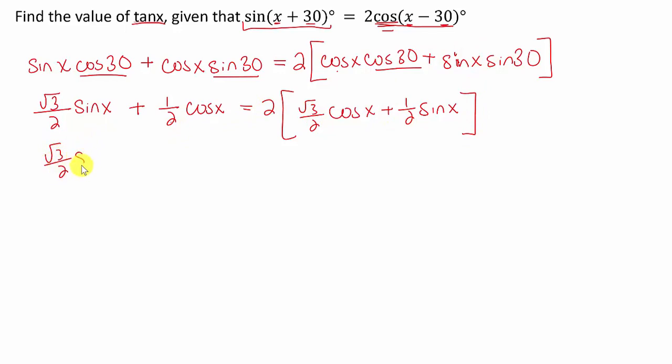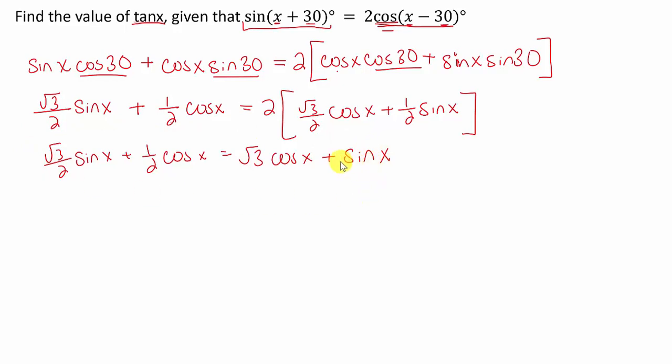So I'm going to have square root of 3 over 2 sine x plus 1/2 cosine of x equals 2 times square root of 3 over 2 is just square root of 3 cosine x. And 2 times 1/2 is 1 sine x. So I'm looking pretty good so far. And this is just like the regular algebra that you're used to, even though we have trig in it.